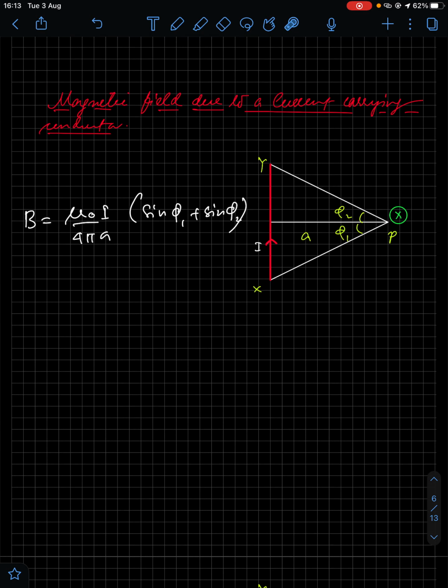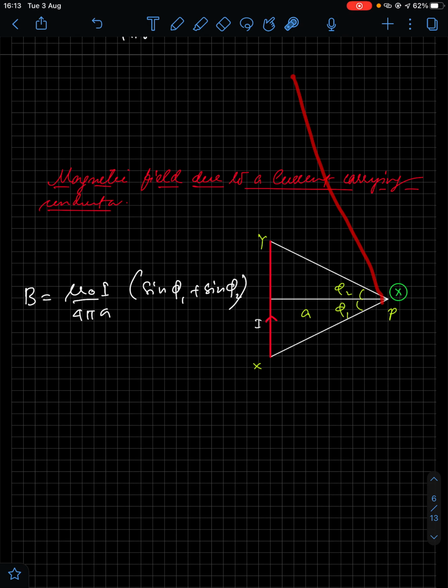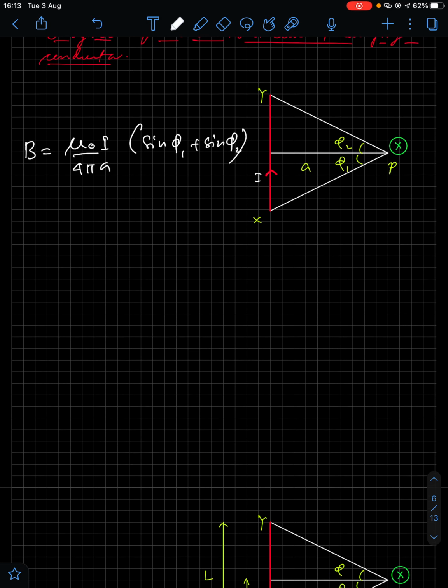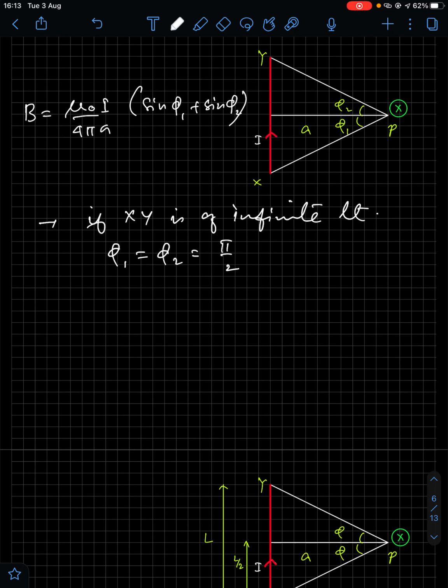Now if the conductor is of infinite length, so when do you call this conductor infinite? Say X extends up to infinity and Y extends up to infinity. In such a situation, what will happen? This line will go like that, and that line will go like that. In other words, phi 1 and phi 2 will keep on increasing, so they will be nearly equal to 90 degrees. So if XY is of infinite length, then phi 1 and phi 2 will be equal to pi by 2.